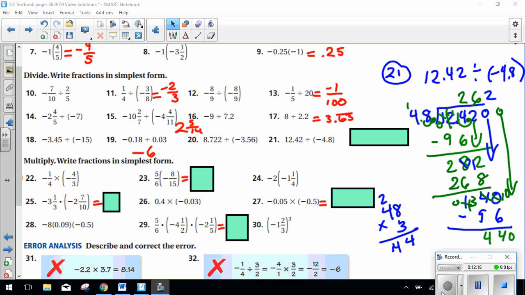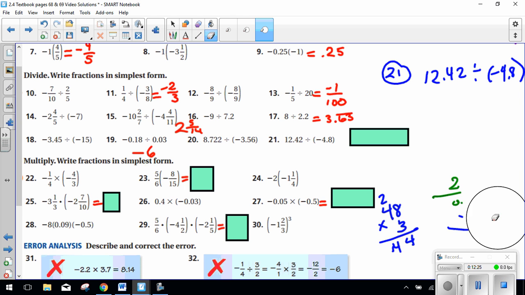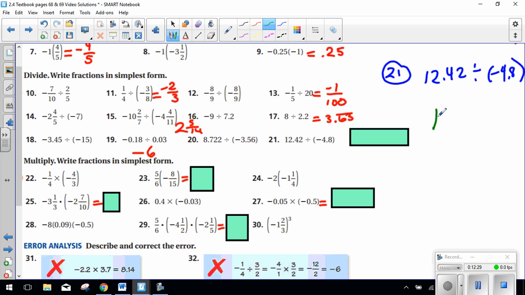Okay, so I think we did number 21 wrong. So we're going to start this again. Okay, so it's part of the problem when we don't write neatly. Numbers get confused. Okay, so 4.8 becomes 48, and 12 and 42 hundredths becomes 124 and 2/10.